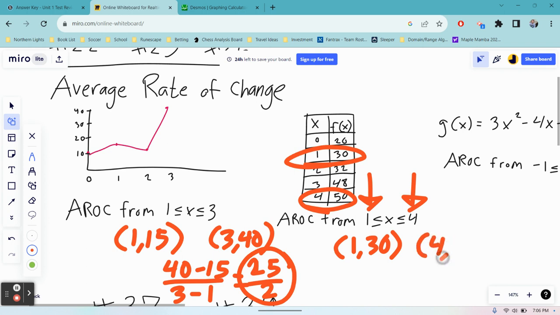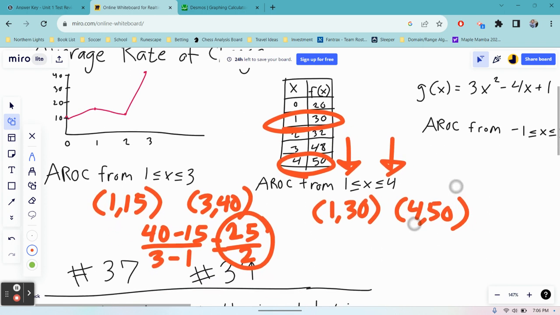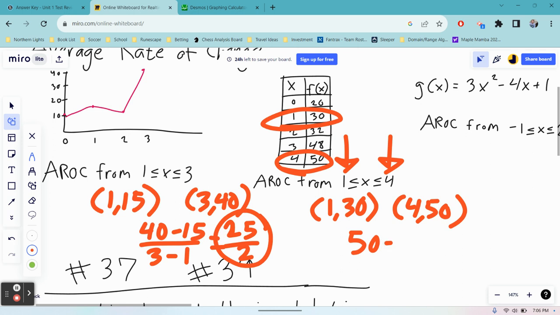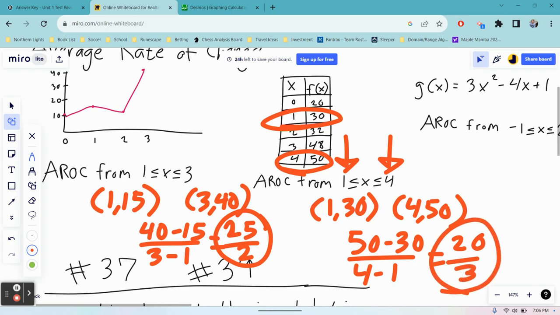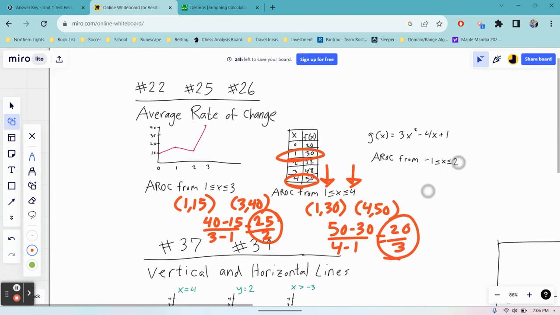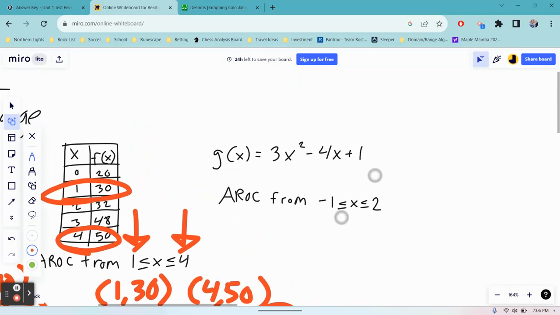So we're going to do the fast way, and we're going to say our first point's (1, 30), our last point is (4, 450). Plug it into the formula. Y2 minus Y1 over X2 minus X1. 20 over 3. I'm done. That's the whole problem. Finally, it can be given to you as an equation.